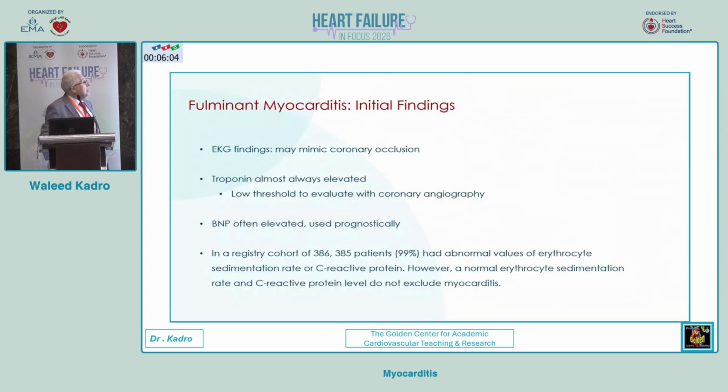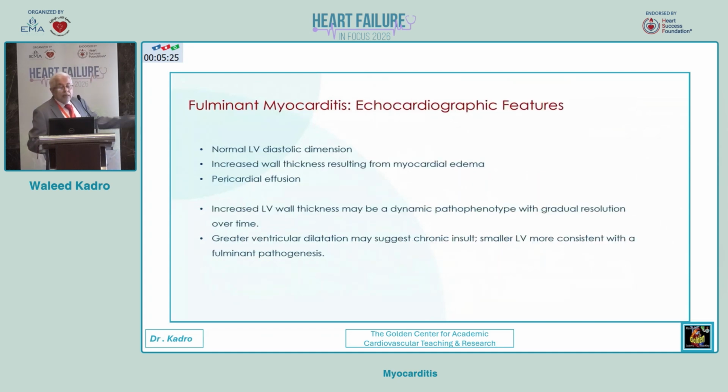The ECG findings could mimic acute coronary syndrome, with ST elevation or T-wave changes. The troponin is almost always elevated because of myocardial injury. So we have to keep a low threshold to rule out coronary artery disease, and taking any patient with myocarditis to the cath lab for a coronary angiogram is a good decision. The BNP is elevated because of the congestion, and it has prognostic value. Any elevation of the BNP could predict heart failure, and we need to follow that.